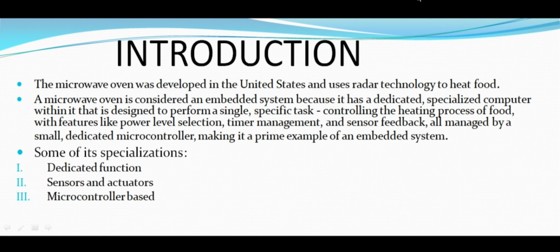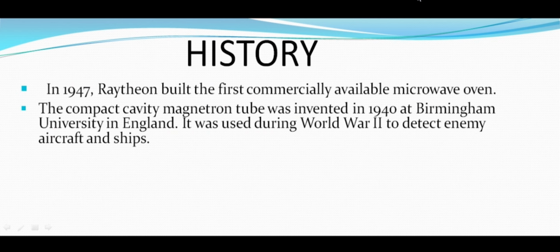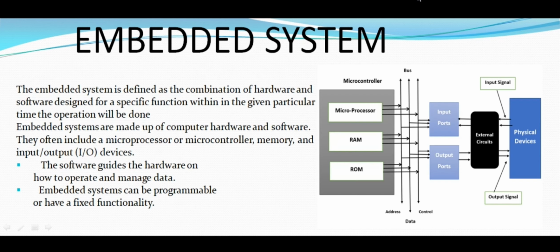Now let's enter into the history part. In 1947, Raytheon built the first commercially available microwave oven. The compact cavity magnetron tube was invented in 1940 at Birmingham University in England. It was used during World War II to detect enemy aircraft and ships.